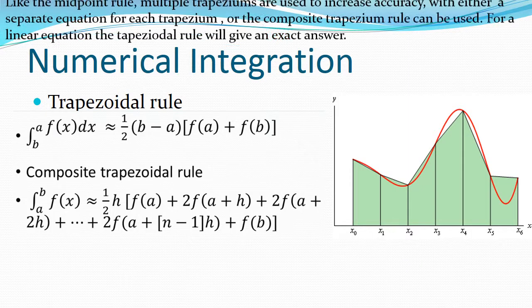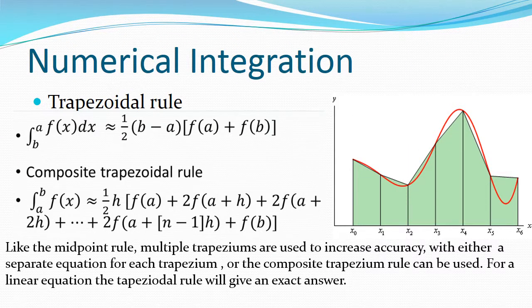Like the midpoint rule, multiple trapeziums are used to increase the accuracy, with either a separate equation for each trapezium or the composite trapezium rule, which can be used. For a linear equation, the trapezoidal rule will give an exact answer.